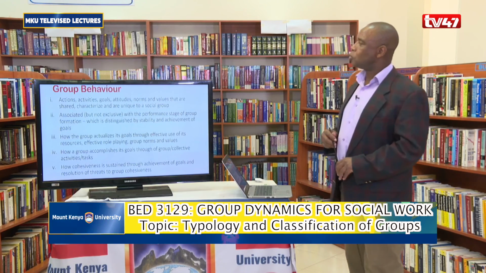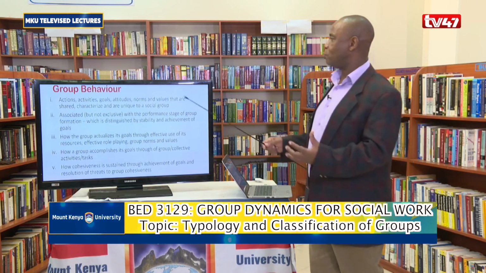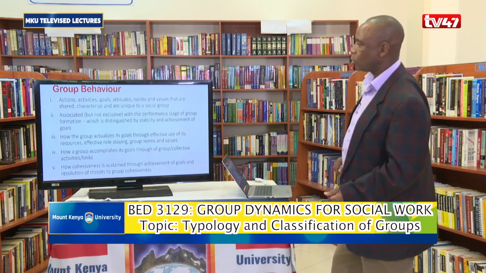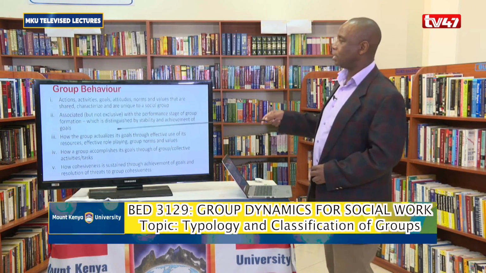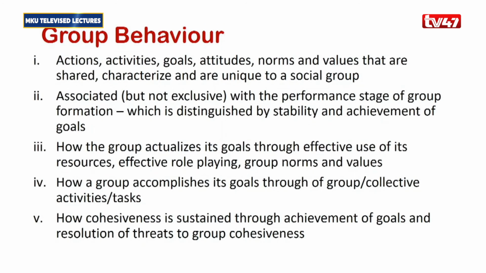So let's go to group behavior now. How the group behaves. Let's understand what group behavior entails. This is actions, activities, goals, attitudes, norms, and values that are shared, characterized and unique to a social group. So essentially what the whole group is all about in terms of behavior and in terms of its actions, activities, and all that. That's what we call group behavior.